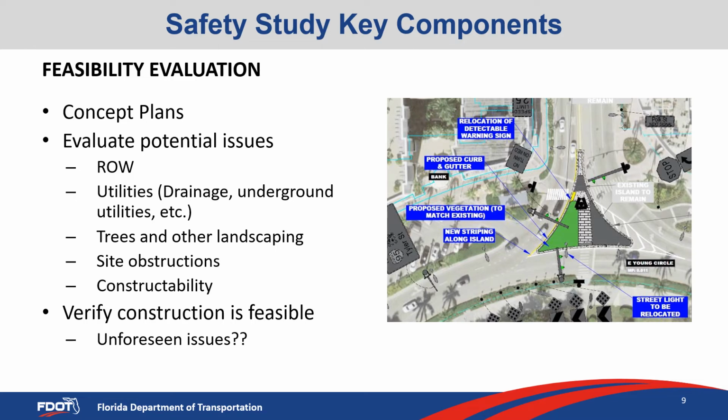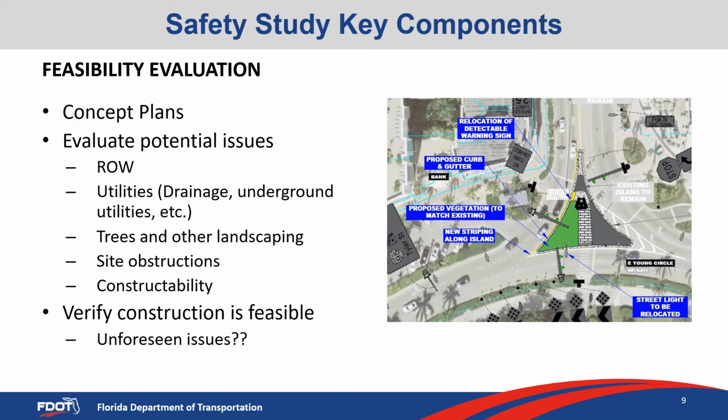And once you've got the concepts developed, looking at the potential issues, almost at a 30% design phase. Are there potential right-of-way impacts? Are there utility impacts that could be considered? Trees and landscaping issues, issues with a nearby oak tree or something to that effect. Will the project cause site obstructions or site distance obstructions? And in general, is the project constructible, and constructible in a fiscally responsible way?